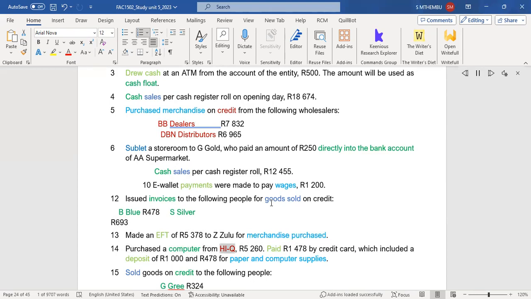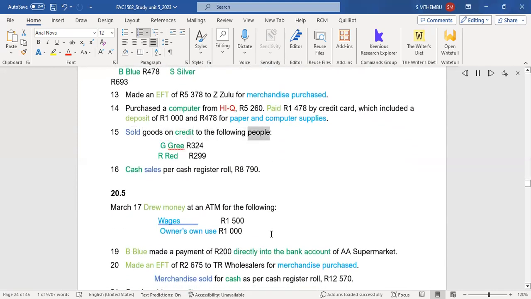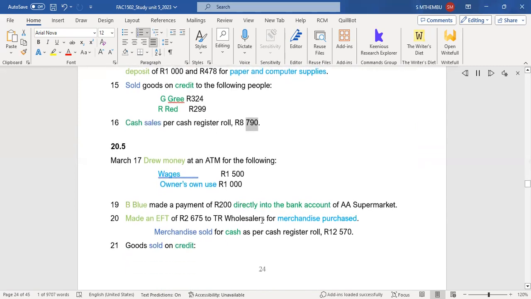Purchased a computer from HIQ, R5260. Paid R1478 by credit card, which included a deposit of R1000 and R478 for paper and computer supplies. Sold goods on credit to the following people. G Gree, R324. R Red, R299. Cash sales per cash register roll, R8790.